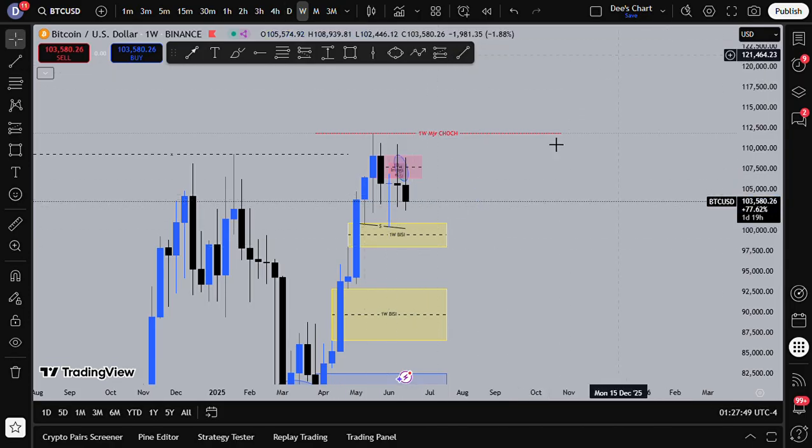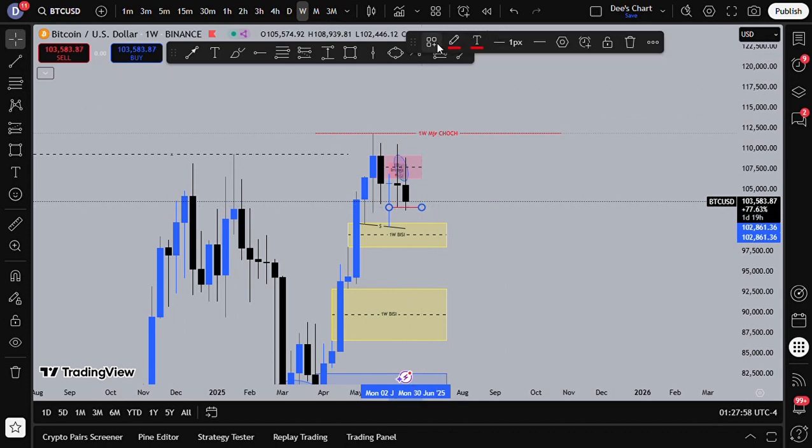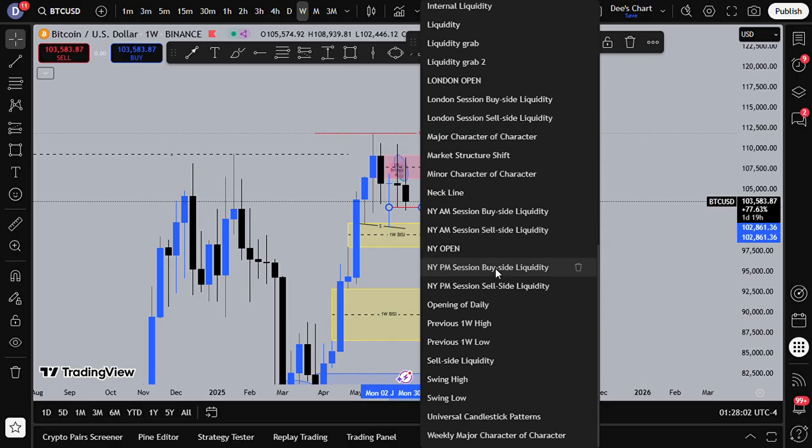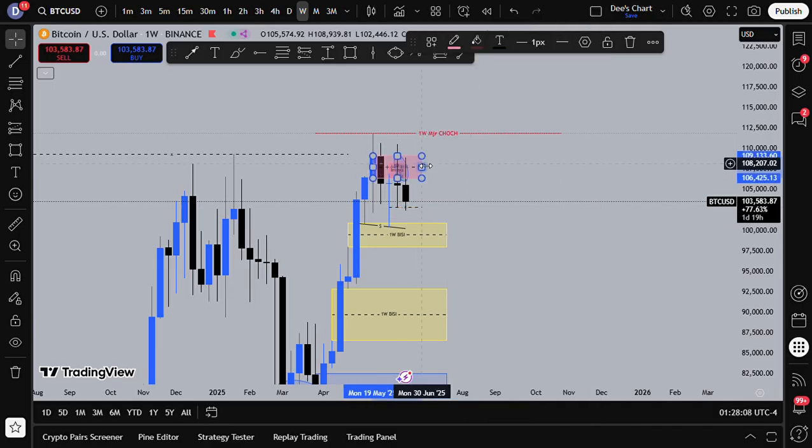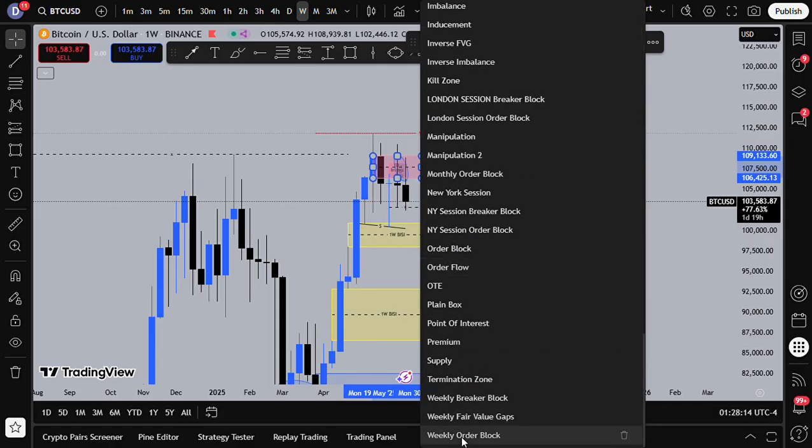I'm not even going to mark them out, these relatively equal lows. That's my target because we've just swept this. Once we have swept liquidity, we are looking to rebalance into a fair value gap, so we're looking on a lower time frame. I just wanted to make sure that you know that. So we are looking to rebalance into a fair value gap. Let me just mark this out as a weekly order block. So that's my weekly order block.